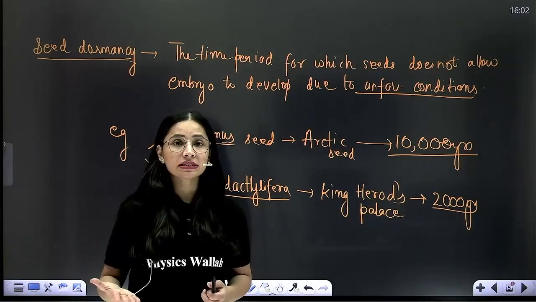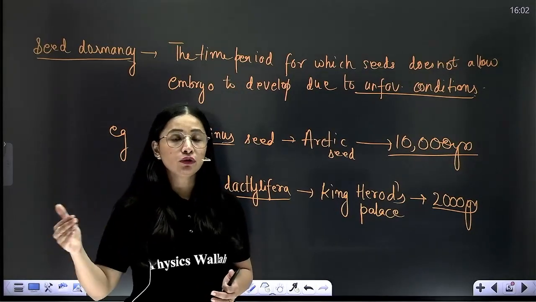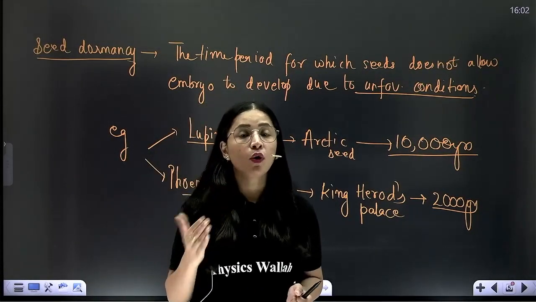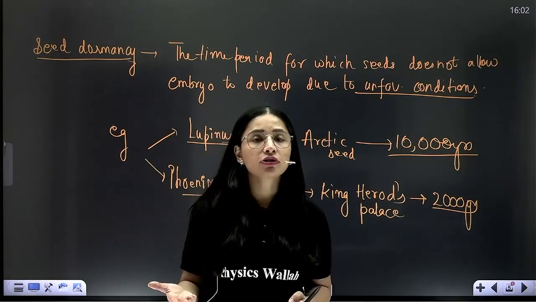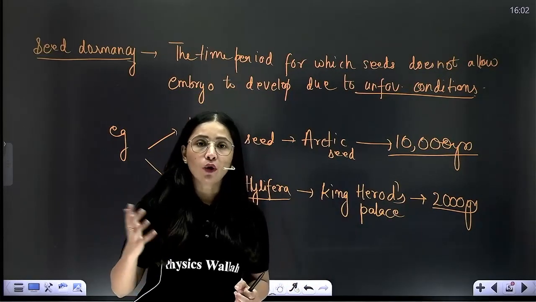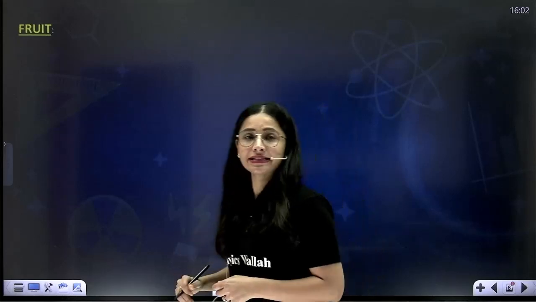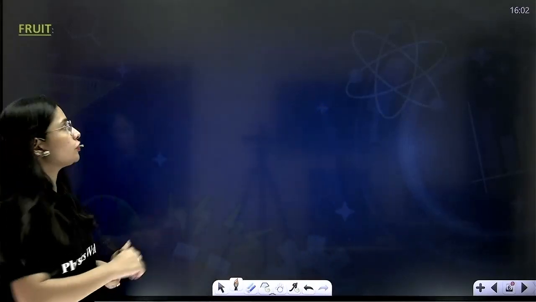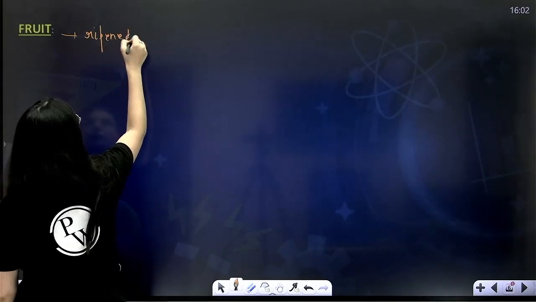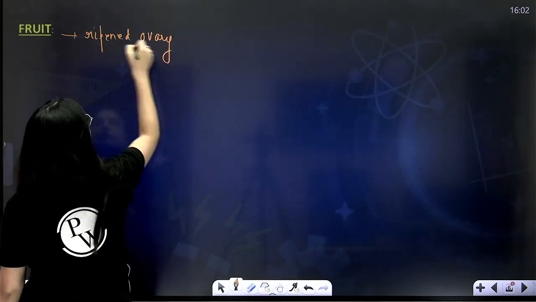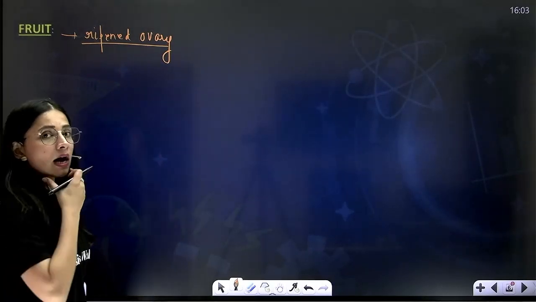Now apart from seed, if it is an angiospermic plant, then around the ovule there is one more covering by the name ovary wall, which then transforms into fruit. Ovary wall transforms into pericarp and ovary transforms into fruit. So the next post-fertilization event is formation of fruit. So what is fruit? Basically it is a ripened ovary or fertilized ovary.